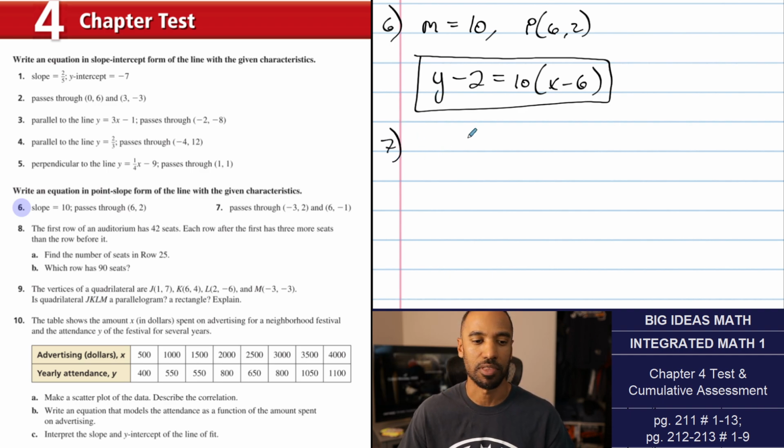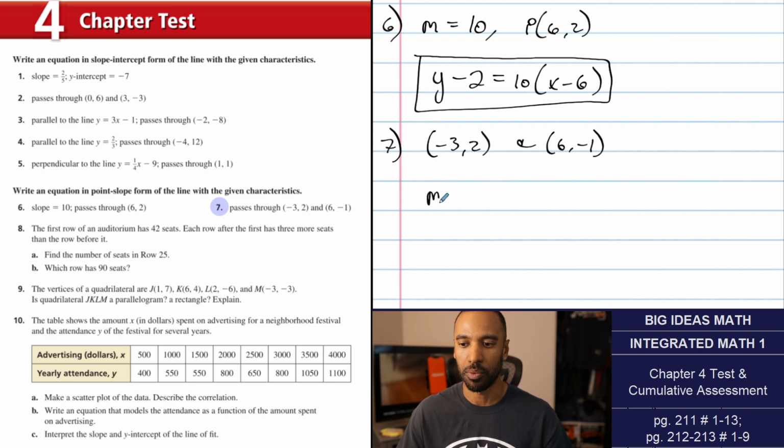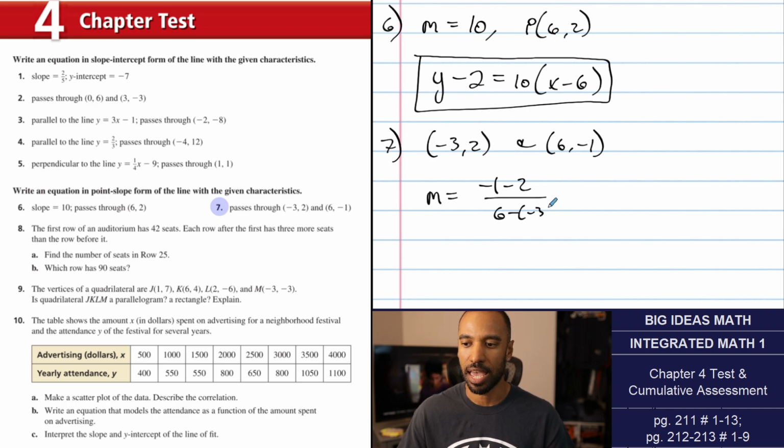And the same thing on number 7. The difference on number 7, however, is we don't have the slope yet. And there's more than one potential answer. And I'm going to write both of them. So we go through the points (-3, 2) and (6, -1). This time I'm going to use the slope formula. We haven't seen that together here yet. I got y minus y1 over x minus x1. That's -3 over +9, or -1/3.